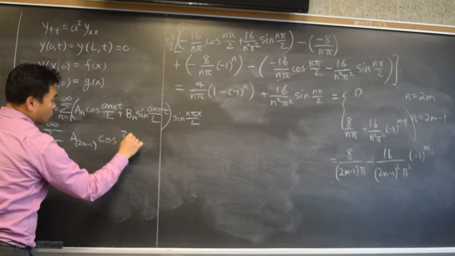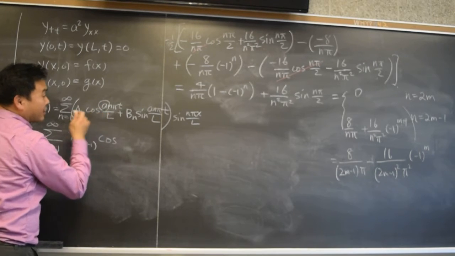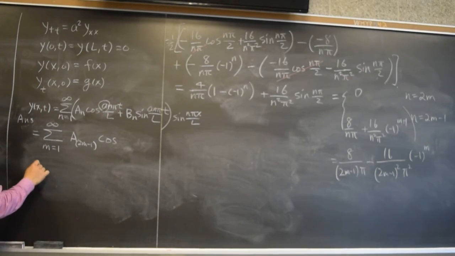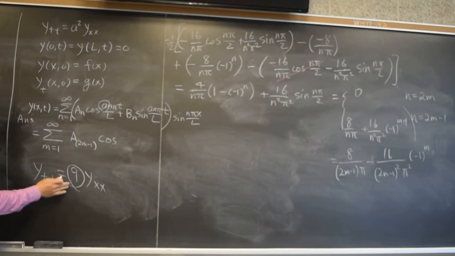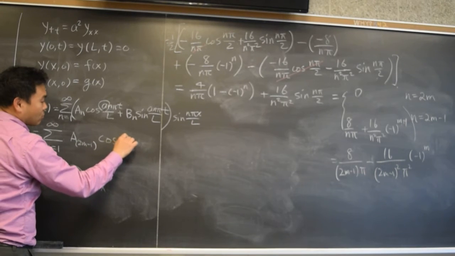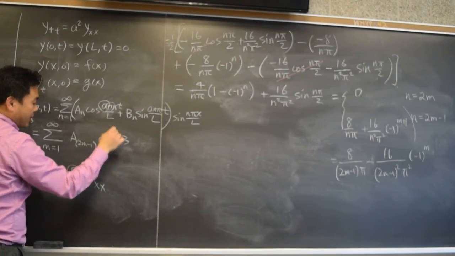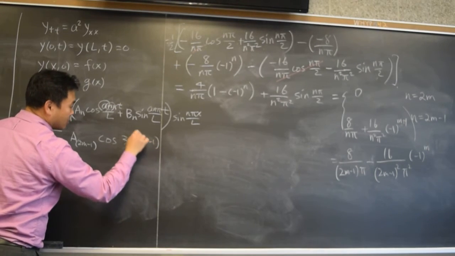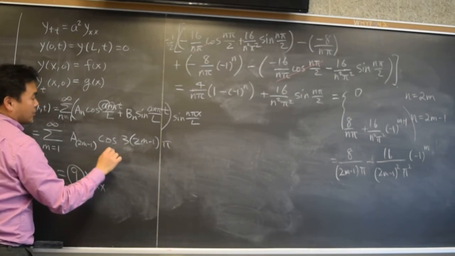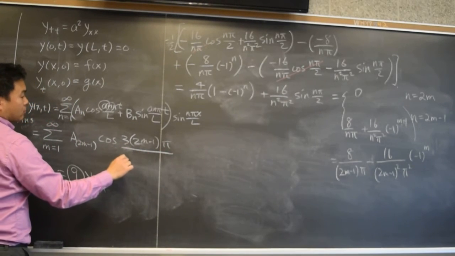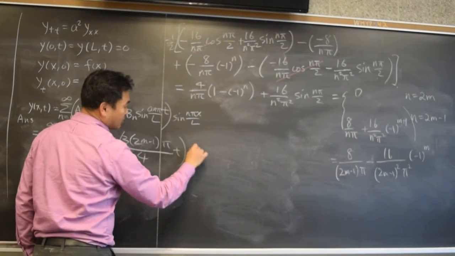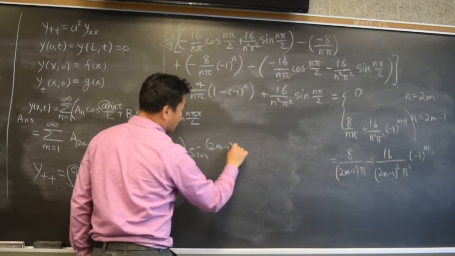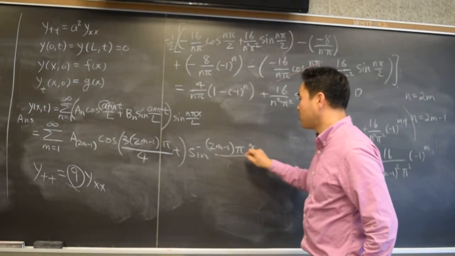cosine a times, what's the value of a? I erased it, but see, the original question was given as ytt is 9 times yxx, right? Yes. So a squared is 9, so a must be 3. Okay, so it's 3, and instead of n, you're going to put 2n minus 1 pi over 4 t, and then sine 2n minus 1 pi x over 4.